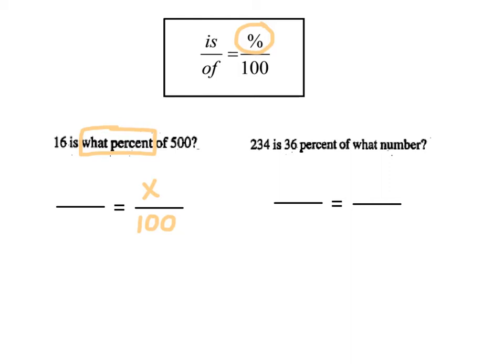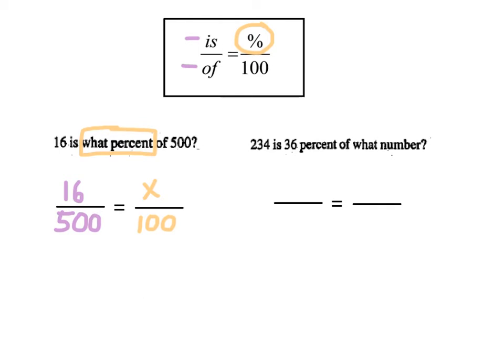So what we can do is use our key words "is" and "of" to figure out what goes where. We're looking at the fraction: 16 is what percent of 500. So remember, "of" is the whole. So our fraction is 16 out of 500.